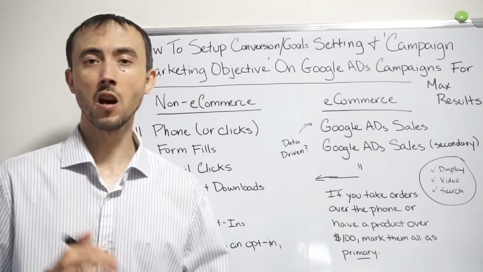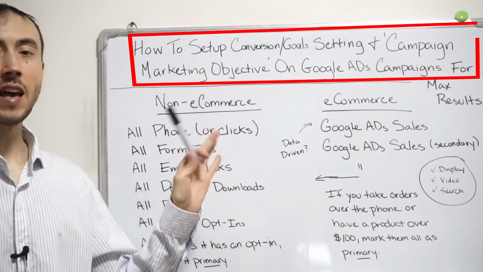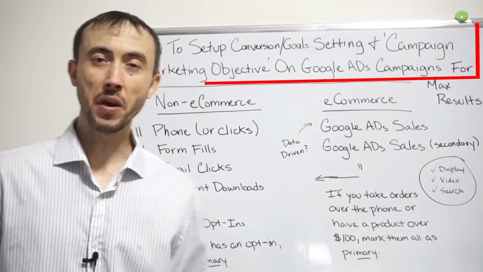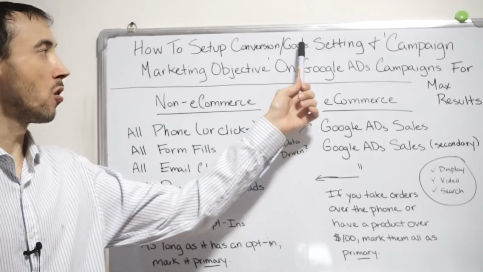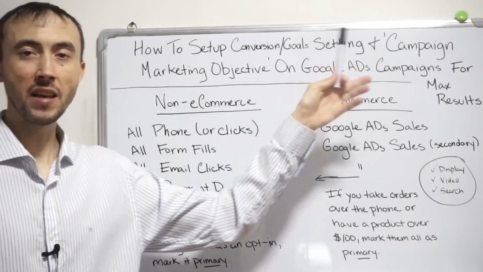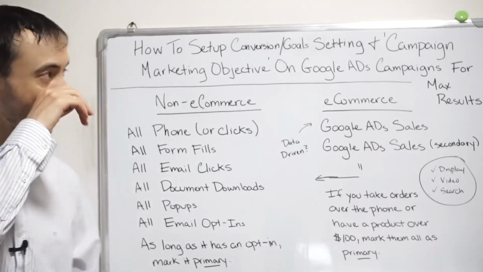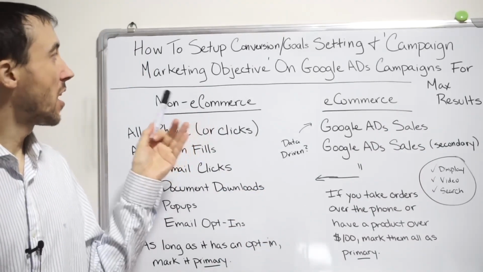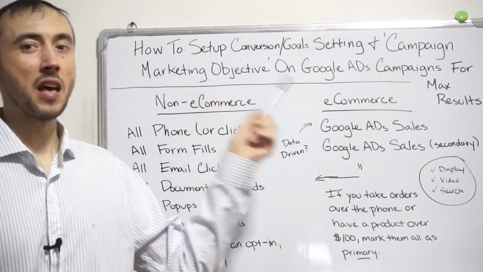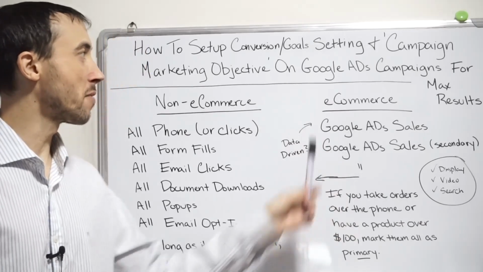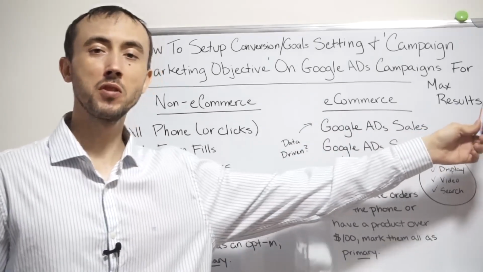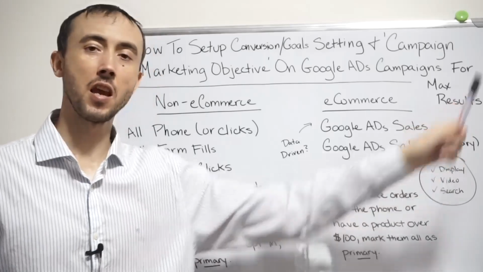Today's video, we're going to talk about how to set up inside your Google ad campaigns, in the settings menu, the goal or goals setting (it's actually called goals), and the campaign marketing objective setting on your campaigns, in order to maximize the results in terms of sales and profit from those campaigns.